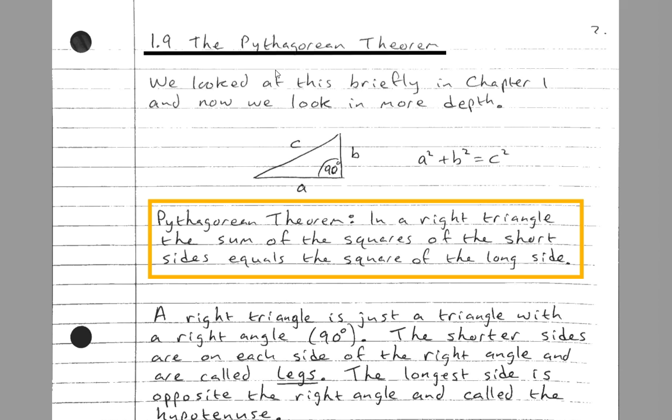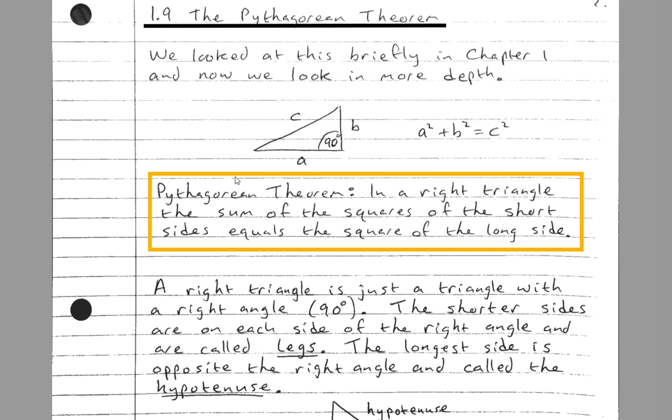So what is the Pythagorean theorem? I'm sure you've heard it before. Here it is in the box. The Pythagorean theorem says in a right angle triangle, or a right triangle, the sum of the squares of the two short sides equals the square of the long side.